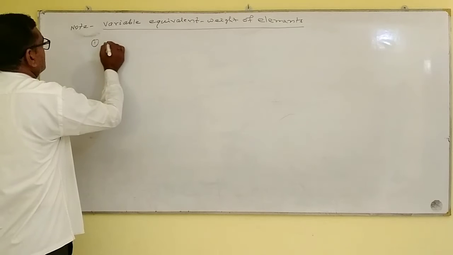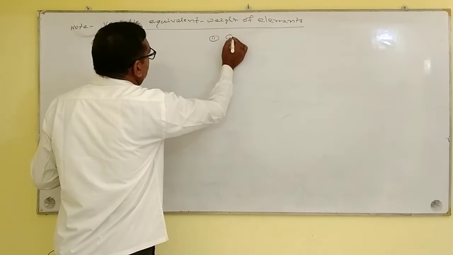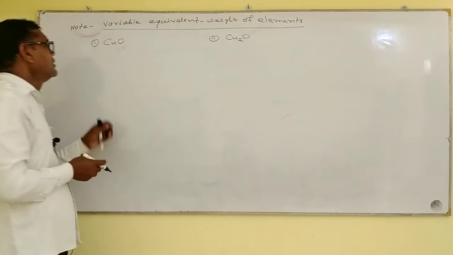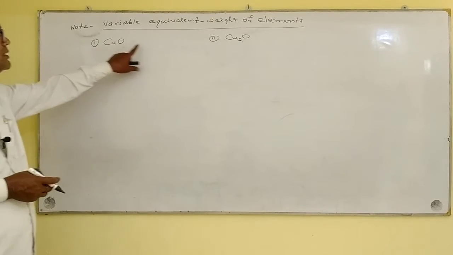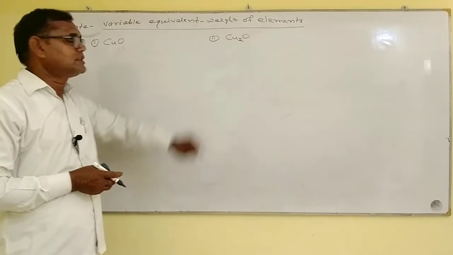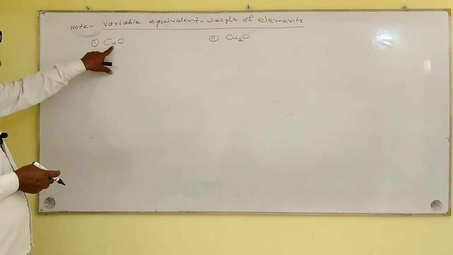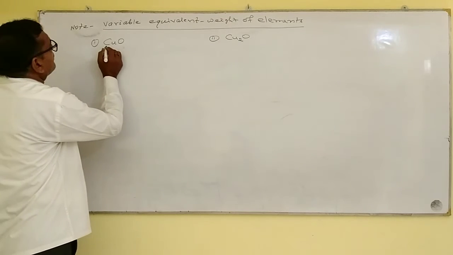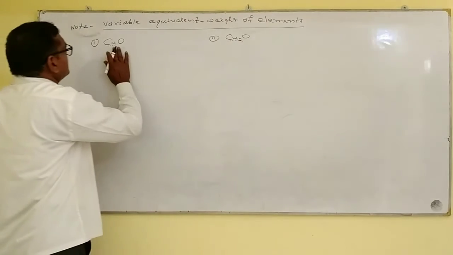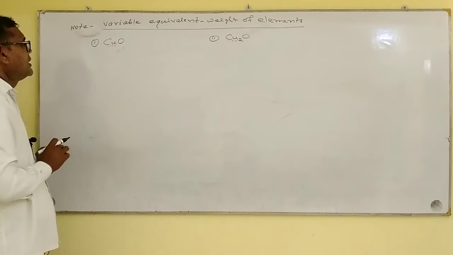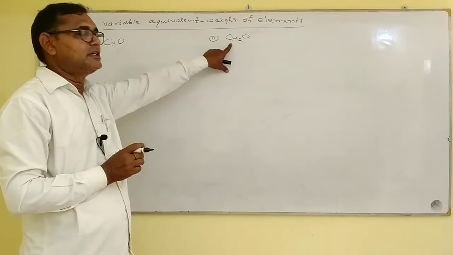First question is CuO and second question is Cu2O. This compound is called cupric oxide. This compound is called cuprous oxide. It is copper. In CuO, this copper is called cupric and this copper is called cuprous.